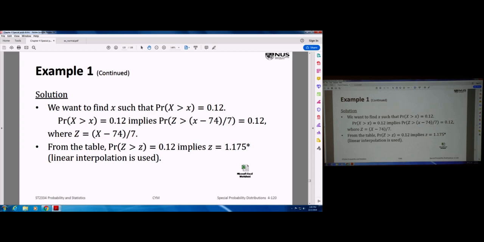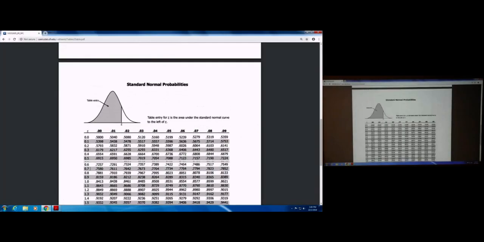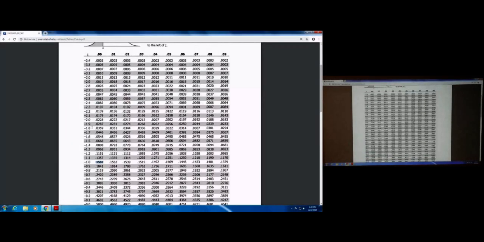Now if you go into the statistical tables, the probability that Z is bigger than z is 0.12. I guess we can go to minus values here. So let's see if we can actually do this. We look at 0.12. That's around here, it looks like to me. Is that what it gets here?